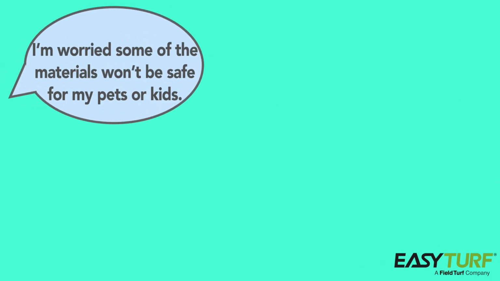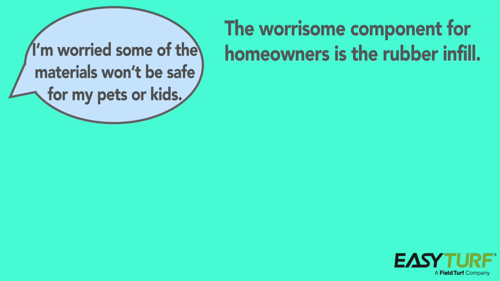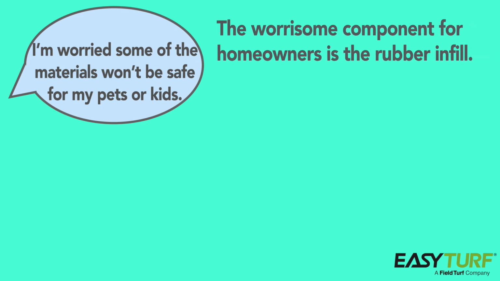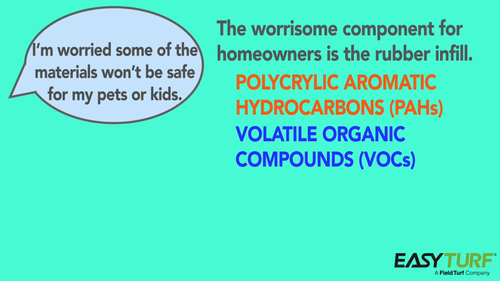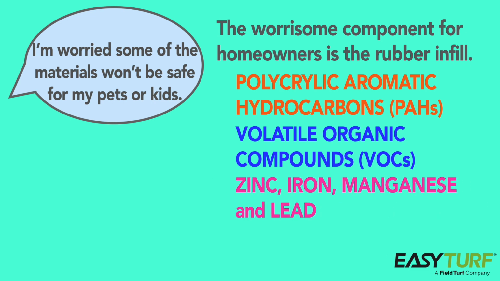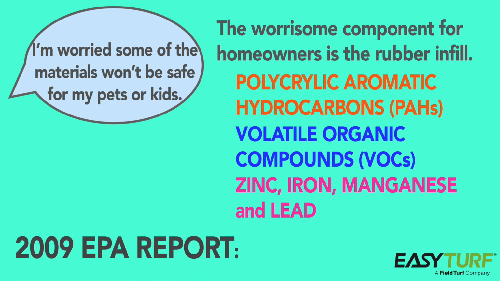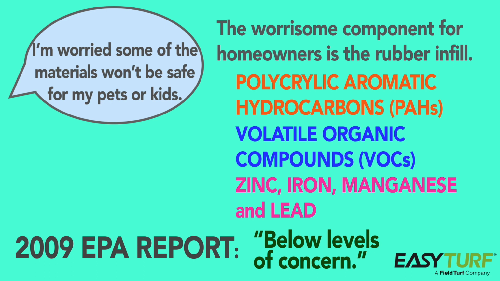I'm worried that some of the materials might not be safe for my pets or my kids. The component of the turf that is worrisome to some homeowners is the crumb rubber infill, which can contain a number of worrisome components, including polycyclic aromatic hydrocarbons, or PAHs, volatile organic compounds, VOCs, and heavy metals like zinc, iron, manganese, and lead. The issue was taken up by the EPA, and in a 2009 report, it concluded that levels of all of these were below levels of concern.